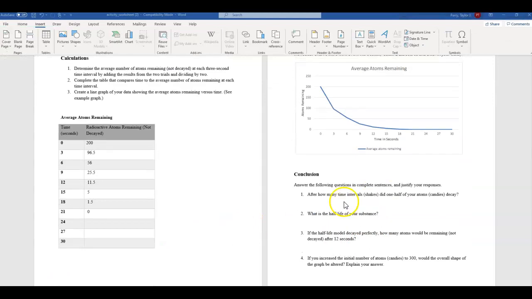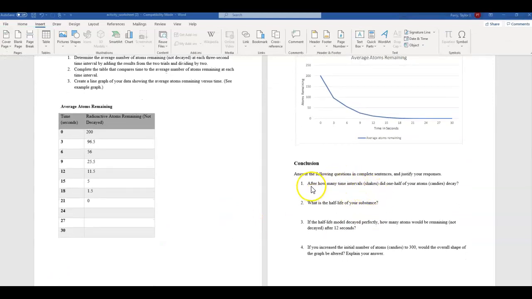Okay, so let's look at these conclusion questions here. It says, after how many time intervals or shakes did one half of your atoms decay? Mine was pretty easy, right? Because it was only one time interval, so we're literally just going to put 1. It says, what is the half-life of your substance? Well, literally all you would do is multiply your time interval by 3, because our intervals are 3 seconds. Our math is going to be super easy here, because 1 times 3 is just going to be 3, right? So our half-life is 3 seconds.